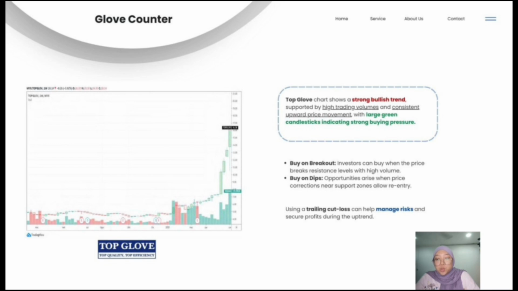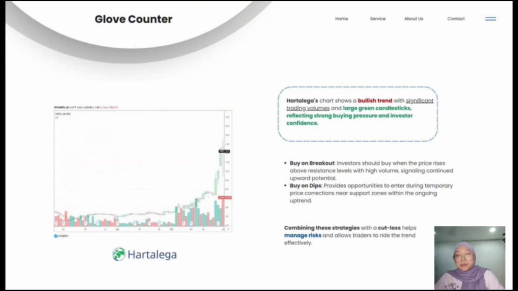And Shamnish may also use a trailing cut loss, which can help manage risk and secure profit during the uptrends. And the second is Hartalega. We see here the chart of Hartalega shows a bullish trend with significant trading volume and large green candlesticks reflecting strong buying pressure and investor confidence.